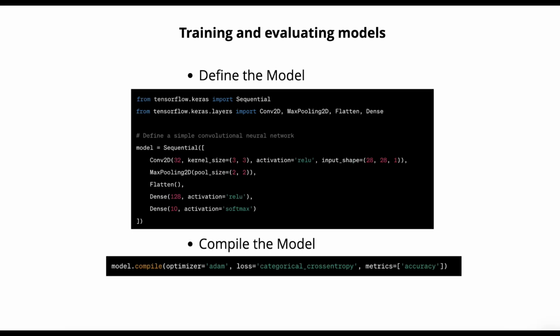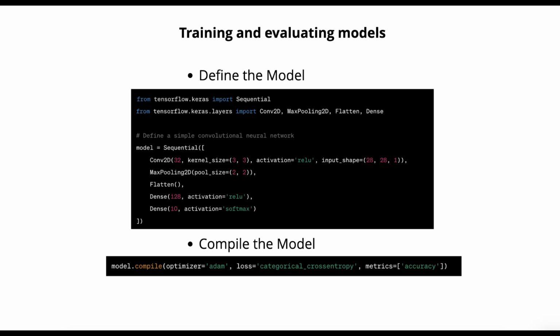Second step is defining the model. Now define the architecture of your neural network using Keras layers. This includes specifying the input layer, hidden layers, and the output layers. One of the examples that I've built here is first import the Sequential from Keras. Next is Conv2D, MaxPooling2D, Flatten and Dense from the layers.